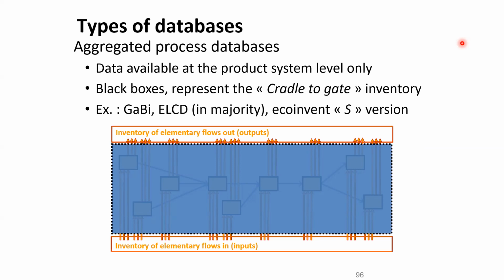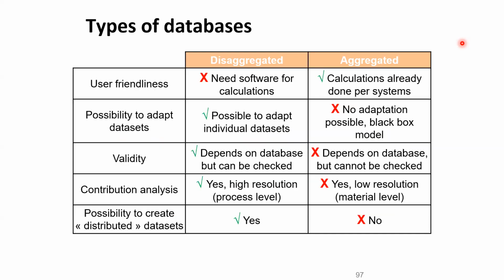So we have the data available for this entire blue box, but not for the 1, 2, 3, 4, 5, 6, 7, 8, 9 unit processes listed within it. Disaggregated needs software for calculations. Aggregated is calculation already done. Possibility to adapt the database: disaggregated is better. Validity also depends on the database, but can be checked. Contribution analysis you can do better. It helps to create a distribution data set. So disaggregated data in general is better than aggregated. But if you are not an expert LCA practitioner, aggregated data helps you to start with.